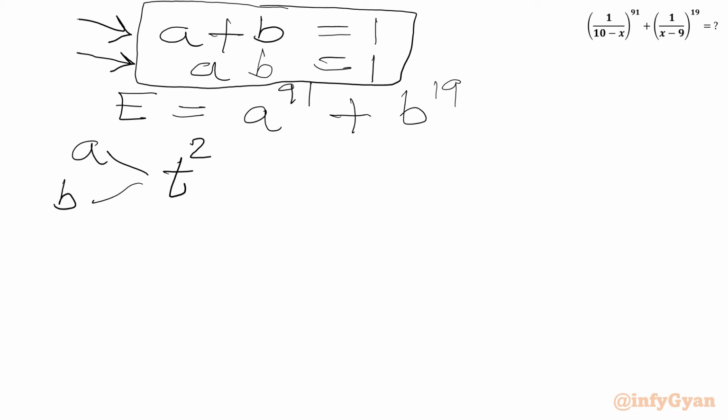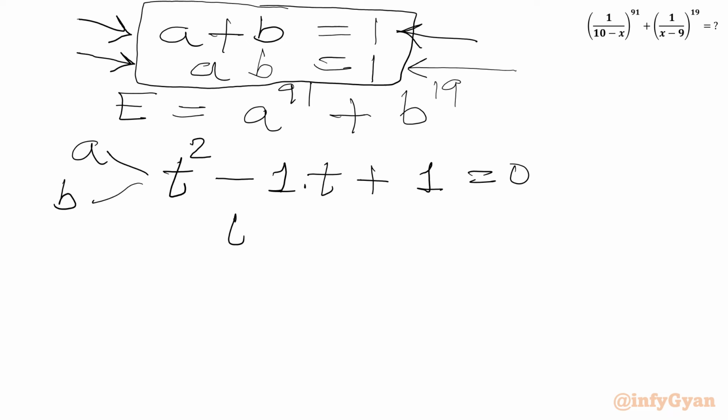So using Vieta's method, we can write t square minus sum of roots, which is 1 here. So I will write 1 times variable t plus product of roots. Again it is 1 here. We'll write 1 equal to 0. Or t square minus t plus 1 equal to 0.